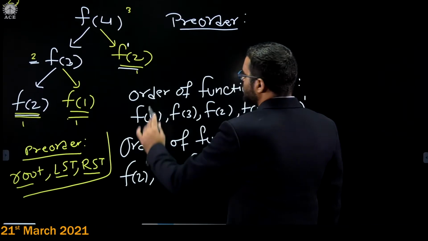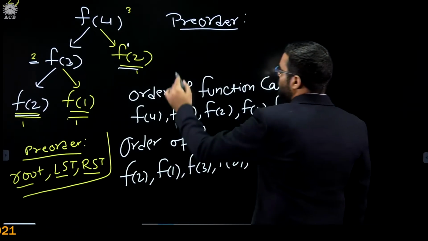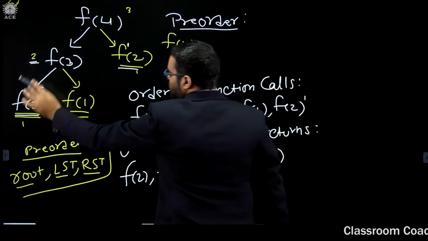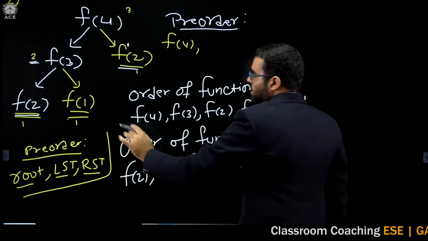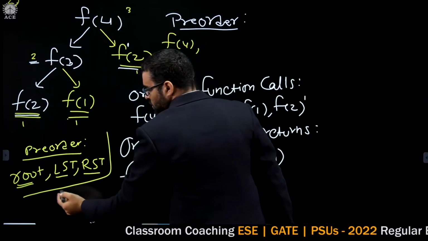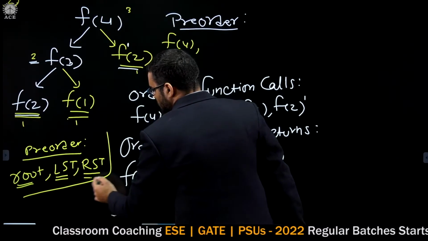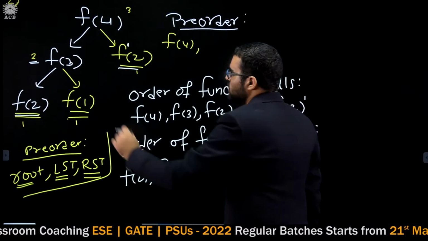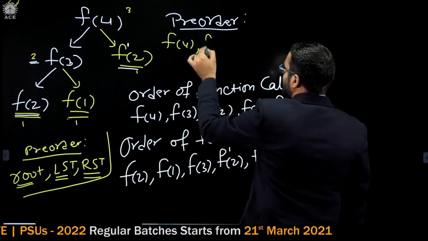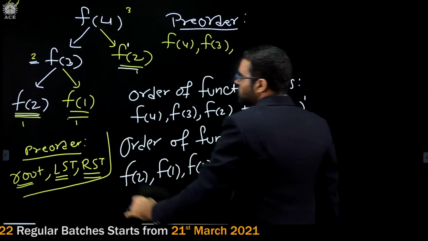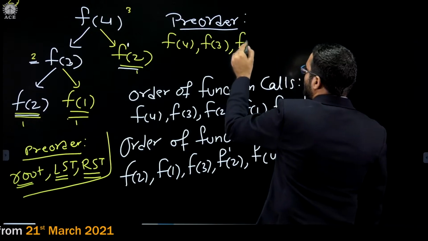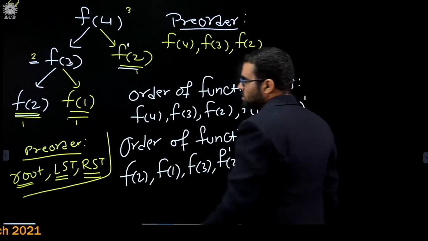So for this tree, the pre-order will be: first we print the root node, that is f4, then we go to the left subtree. In this left subtree, again we do the same thing. We print the root node, that is f3. Then we go to the left subtree, and we do the same thing. We print the root node, that is f2.